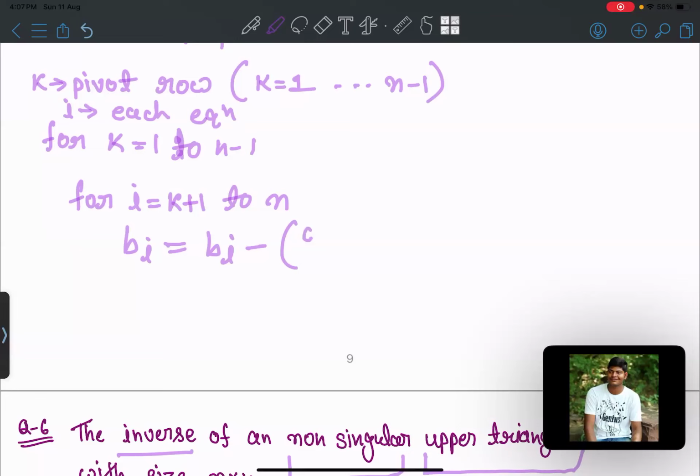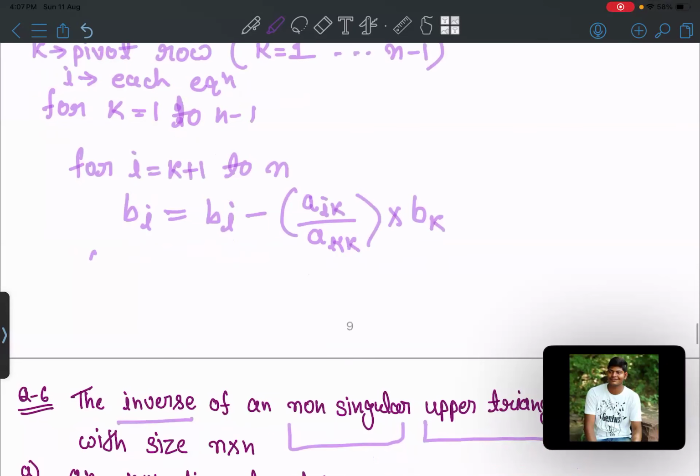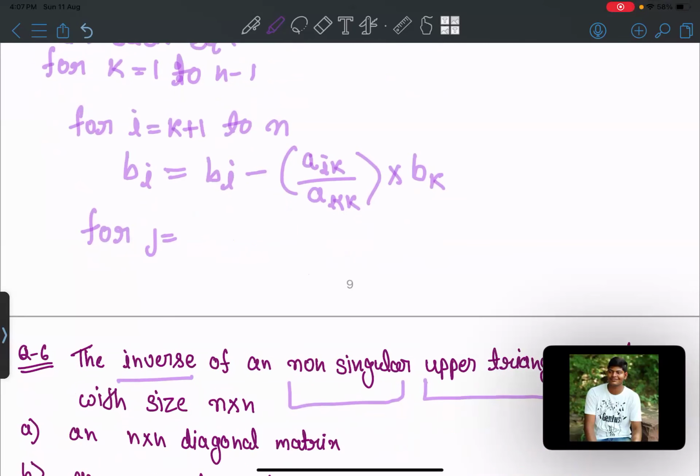The ith row, kth column term divided by akk, multiplied by bk. Okay. Then after that we will go in each equation, each column term, meaning j will now start from k plus 1.